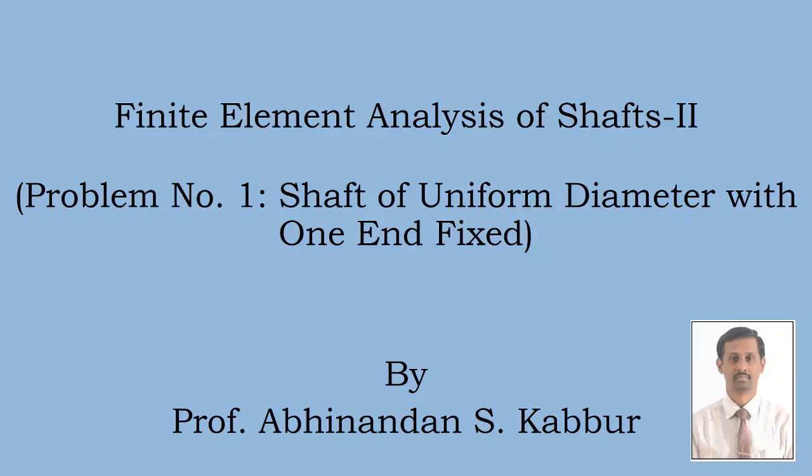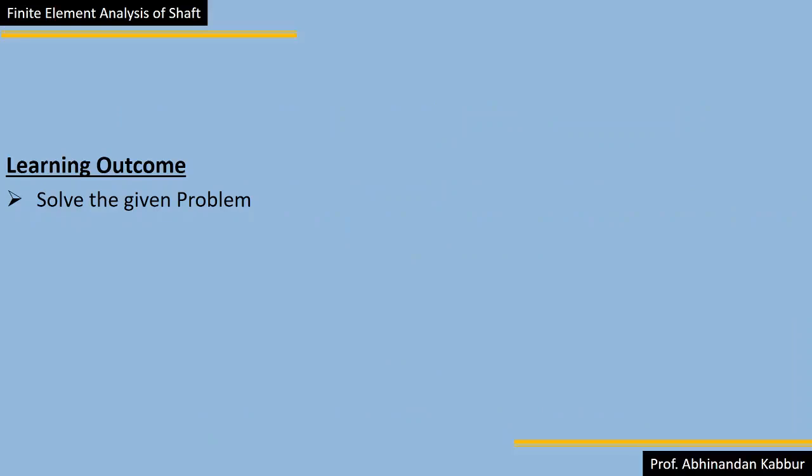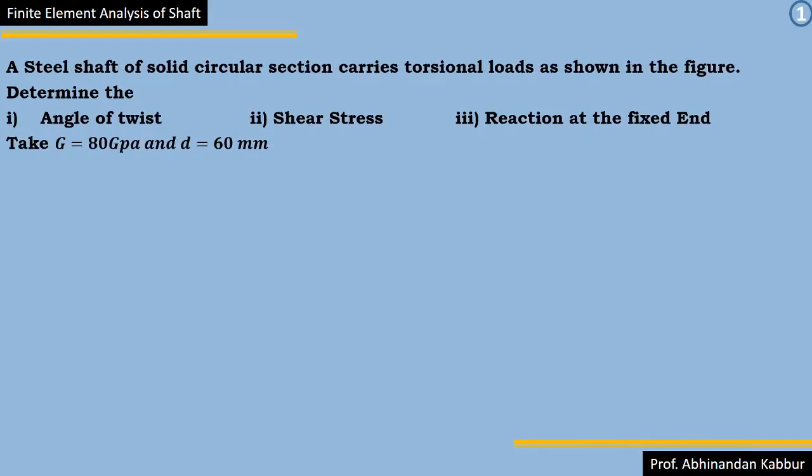So in this session we are going to solve the problem on a shaft which is having a uniform diameter with one end fixed. So the learning outcome for this session is to solve the given problem. So this is the statement of the problem.